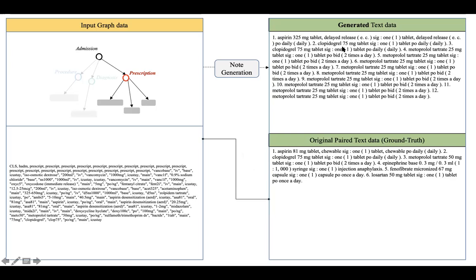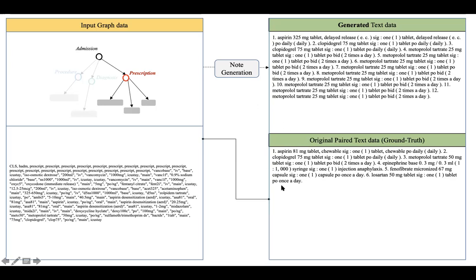clopidogrel. And there is also clopidogrel, and this is actually here. There's clopidogrel in here as well. So number 2 and number 3 are both clopidogrel. I guess that's kind of a mistake on the model's part. Is it the same? Yeah, it's exactly the same entry. So here number 2 and here number 3 are the same thing. So that's the mistake on the model's part.